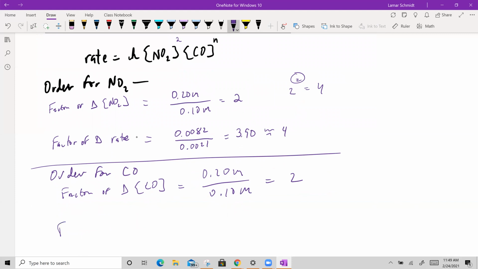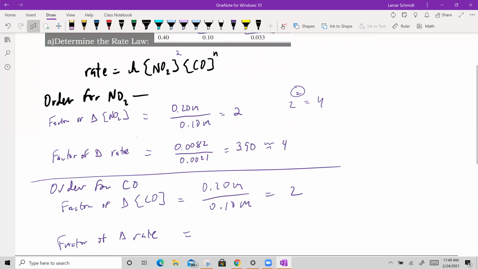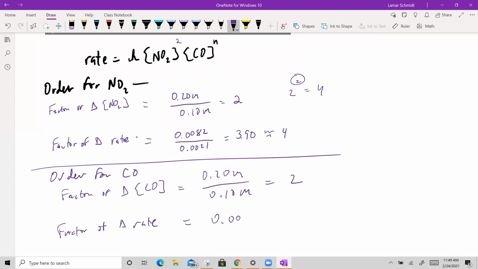Now you're going to look at the factor of change, not the concentration of CO, but the rate, right? The rate of the reaction. And this is based off of CO. And so you can put in your values. Your values are 0.0083, 0.0083, and 0.0082. And that comes out to be approximately 1, right? And so when we doubled the concentration, what happened to the rate? Did it change? Changed by a factor of 1.